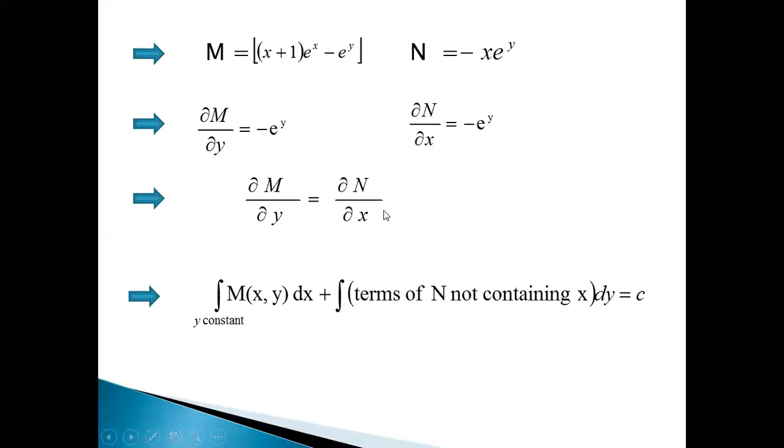Our given differential equation is exact. So this is the formula for solving the given differential equation. Here we keep the whole m.